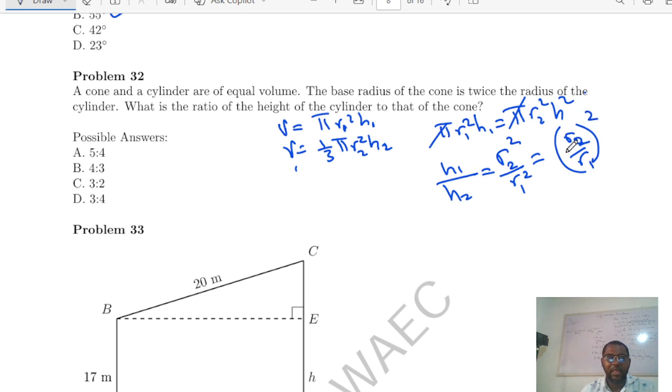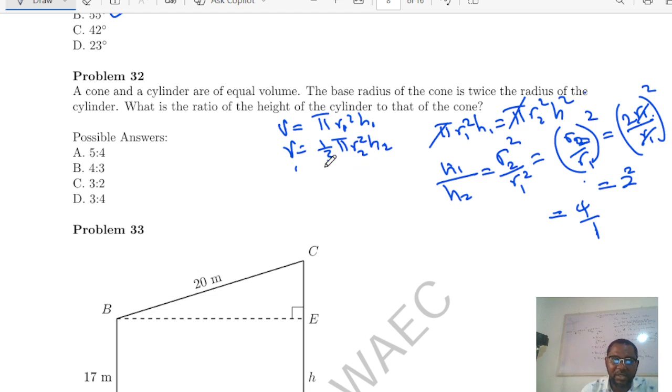Okay, so R2 over R1. The question says that the base radius of the cone, that's R2, is twice the radius of the cylinder. So I'm going to say R2 now is 2 times R1 all over R1 squared. That makes R1 cancel R1. So we are left with 2 squared, which is 4. So the answer is 4:1. H1 over H2 is 4 over 1. There is no 4 over 1.